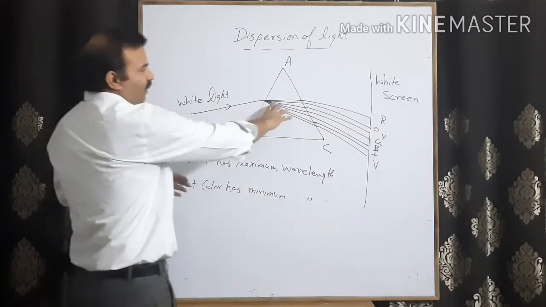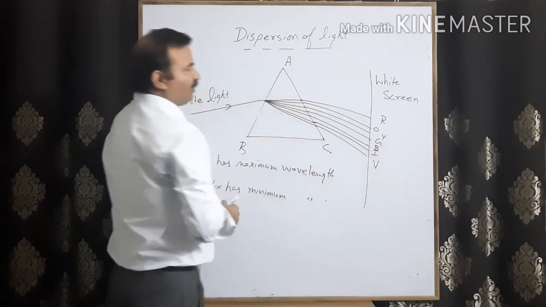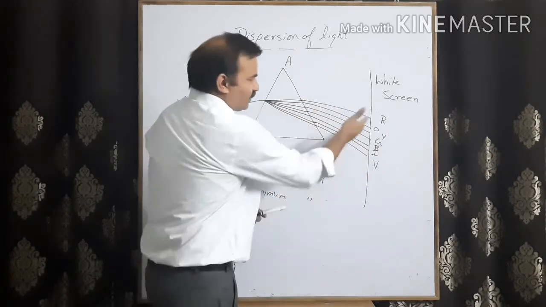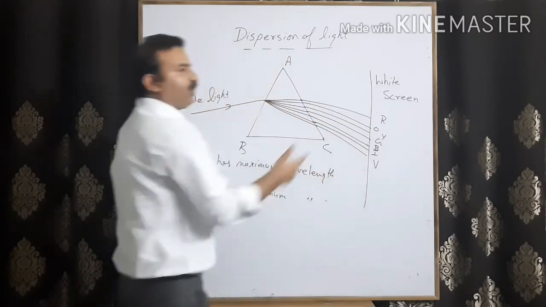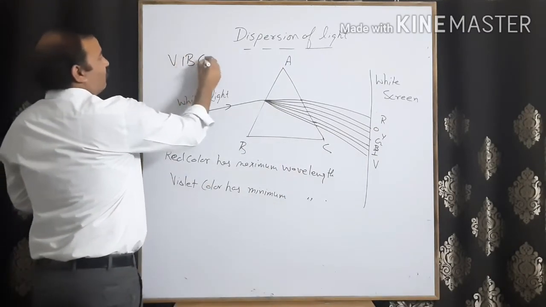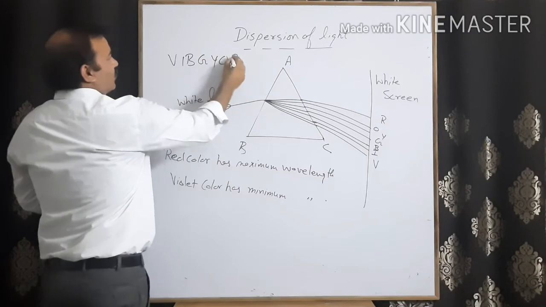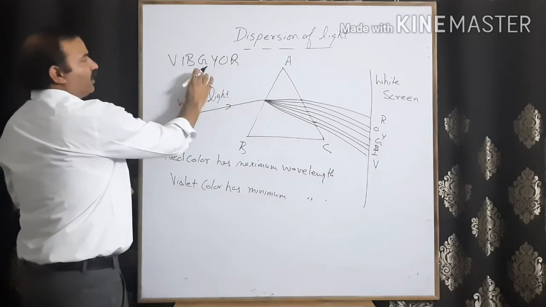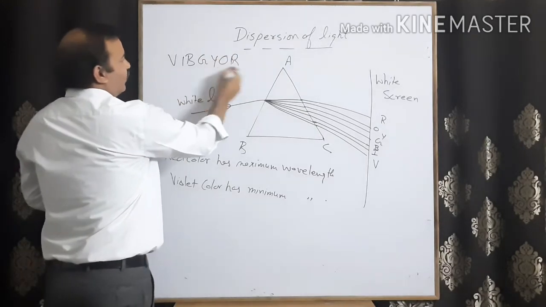And all 7 colors come in this order, and we together call it VIBGYOR. VIBGYOR: violet, indigo, blue, green, yellow, orange, red.